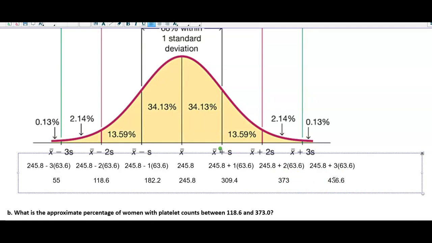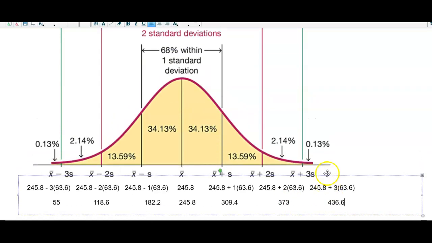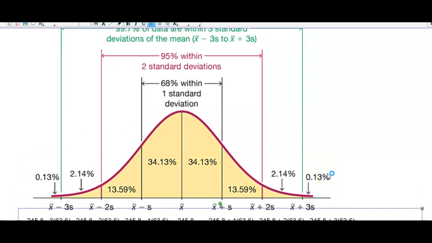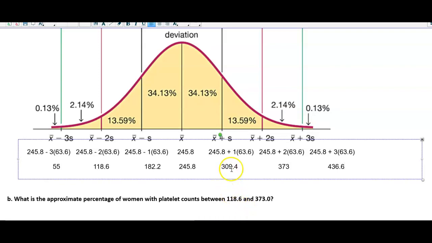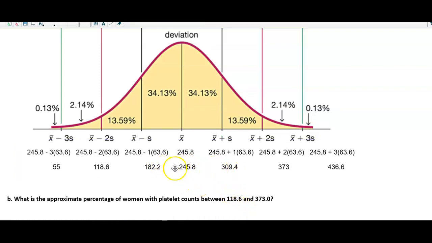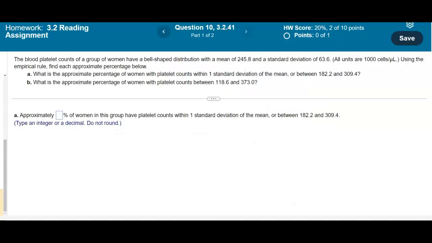Okay, so first let's just go ahead and review what we just did. You can see that 1 standard deviation away from the mean are these 2 values here, and then 2 standard deviations, and then 3 standard deviations. So let's go back to our question. It says approximately what percent of women in this group have platelet counts within 1 standard deviation of the mean, or between 182.2 and 309.4?